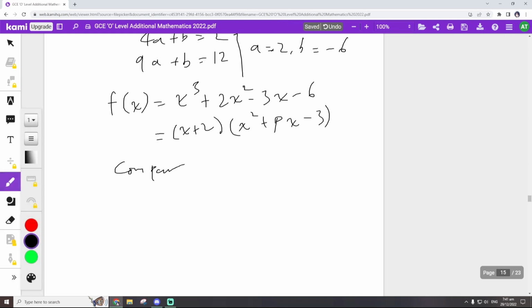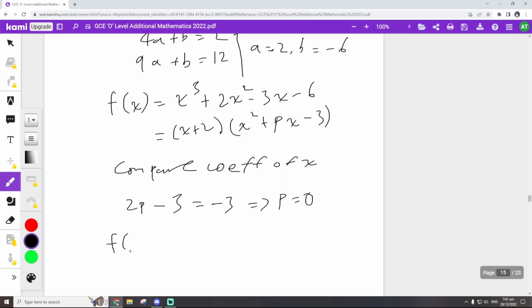We can compare coefficients of x, or x squared also can. You'll get 2p minus 3 equals negative 3, which implies that p itself is just 0, right? Which is pretty interesting. And therefore you get f of x equals x plus 2 times x squared minus 3.